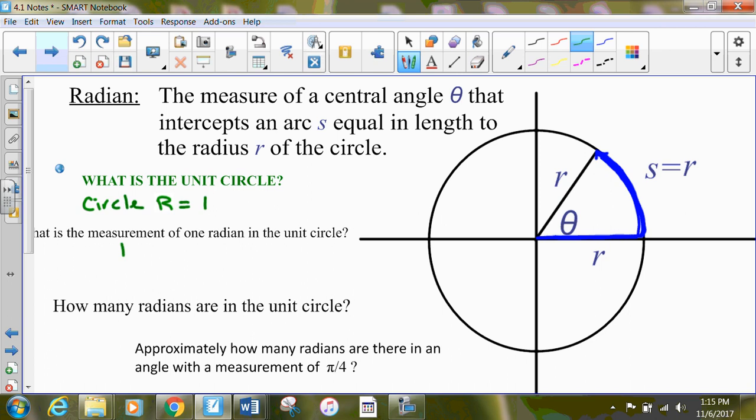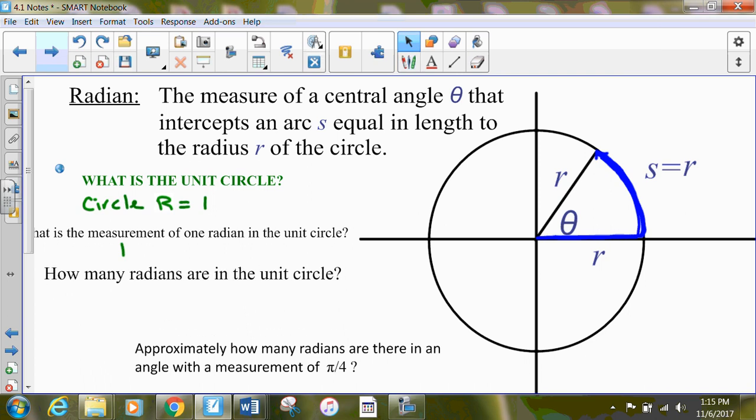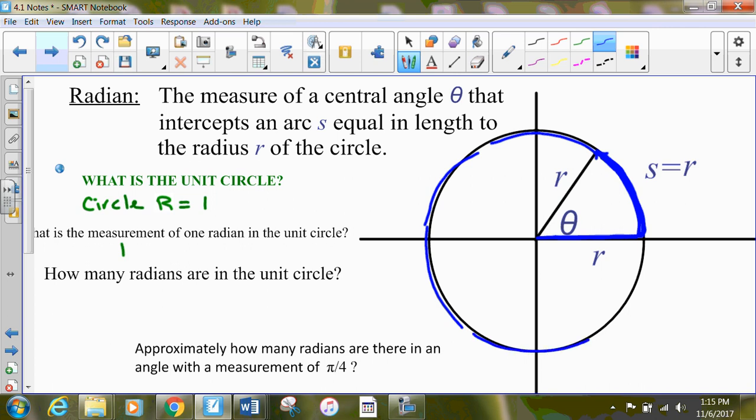And then it says how many radians are in the unit circle. So it's basically asking me how many of these could I draw? You know, 1, 2, 3, etc. We could kind of guess that if we kept doing this, 1, 2, 3, 4, 5, 6, and a little bit. Okay, if we wanted to do it that way, we could get a close approximation, or not close, a far approximation, if there is such a thing.